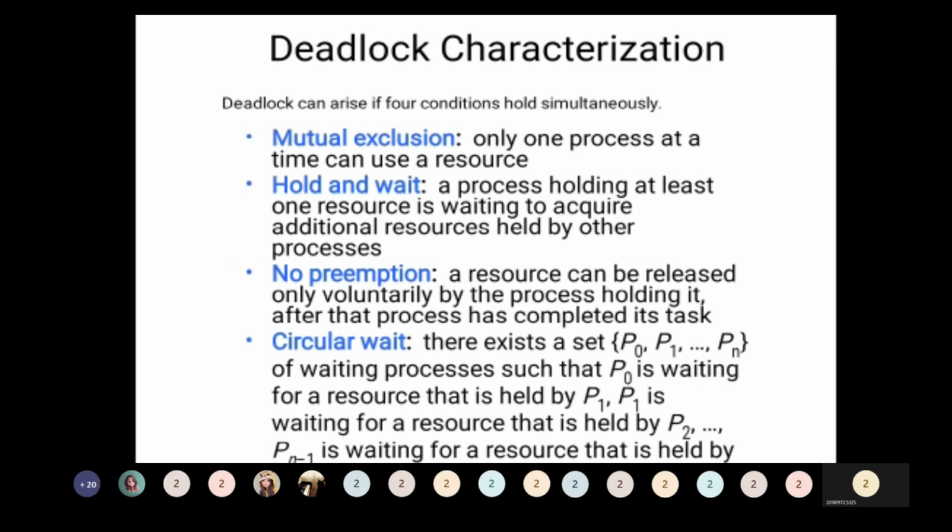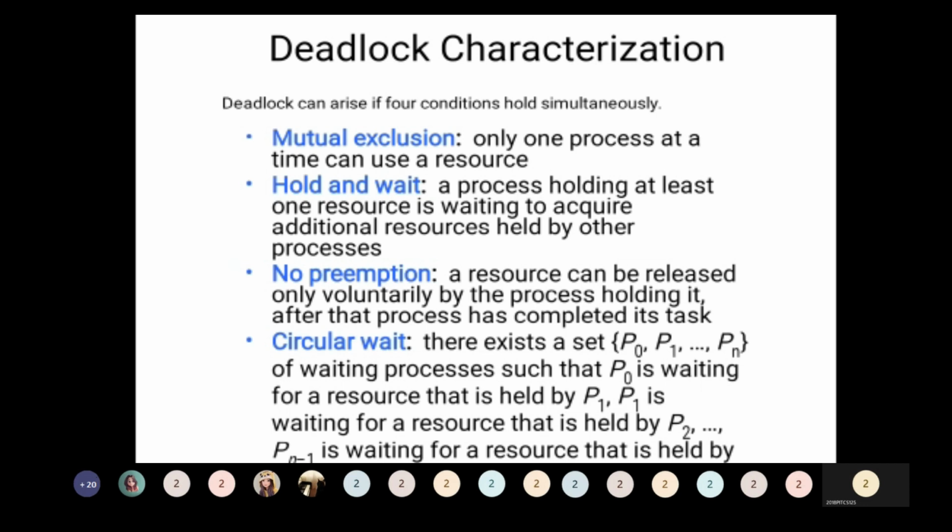Then hold and wait. A process holding at least one resource is waiting to acquire additional resources held by other processes. In this case, a chain or a circle is formed here. A process is holding a particular resource and it is waiting for getting a resource from another process who is currently using the resource. And that process who is currently holding that resource will be waiting for the resource which the other process is acquiring. In this case, we can call deadlock has occurred.